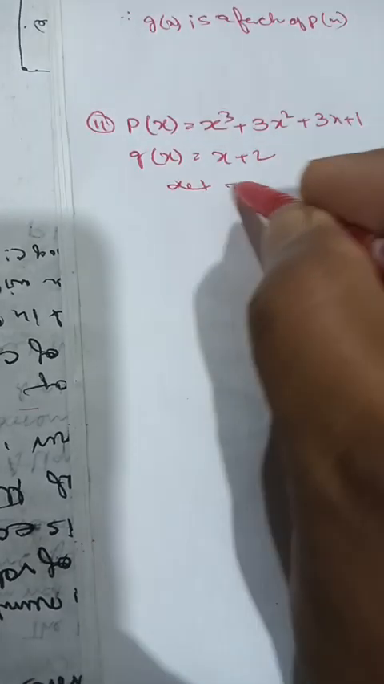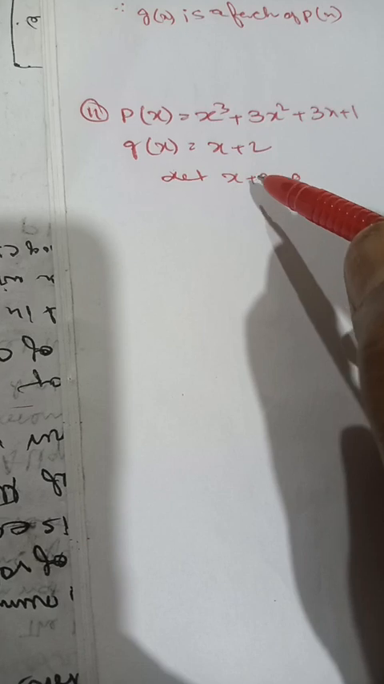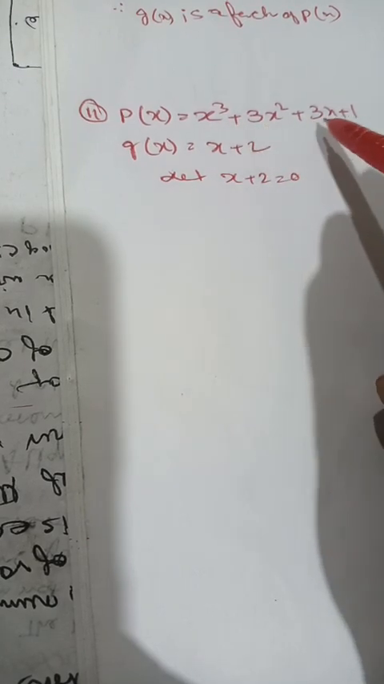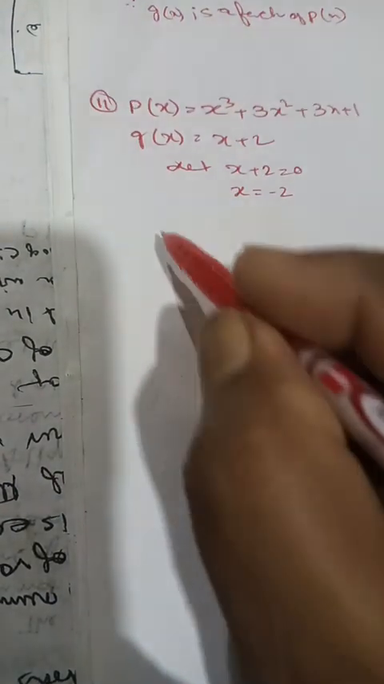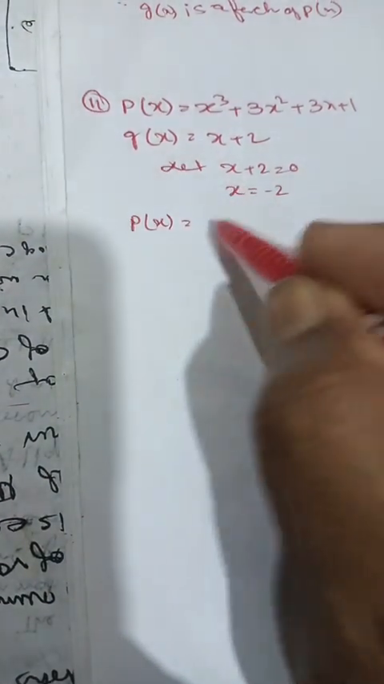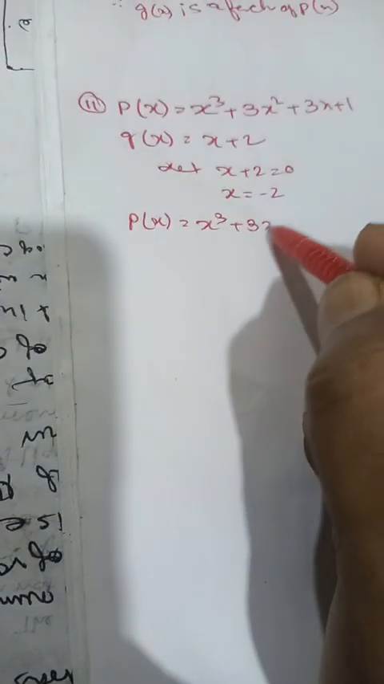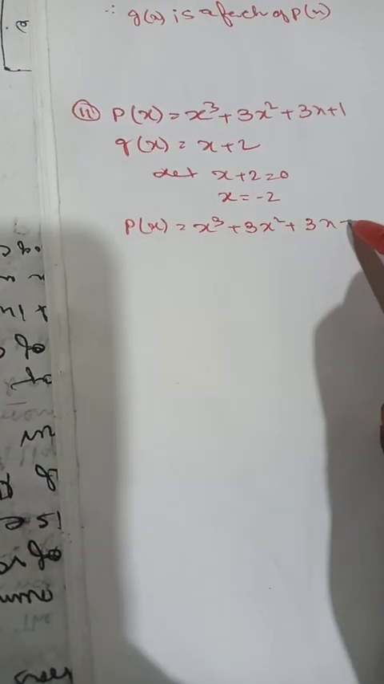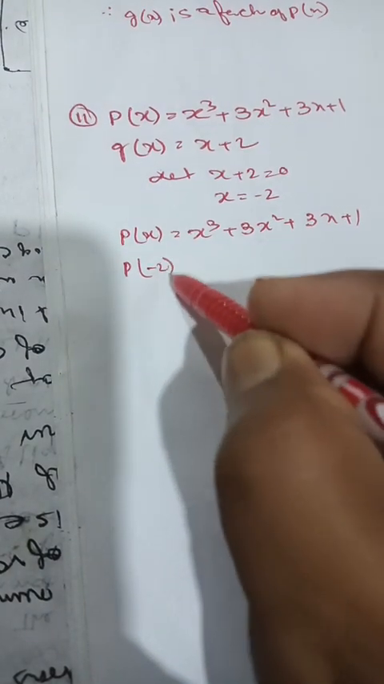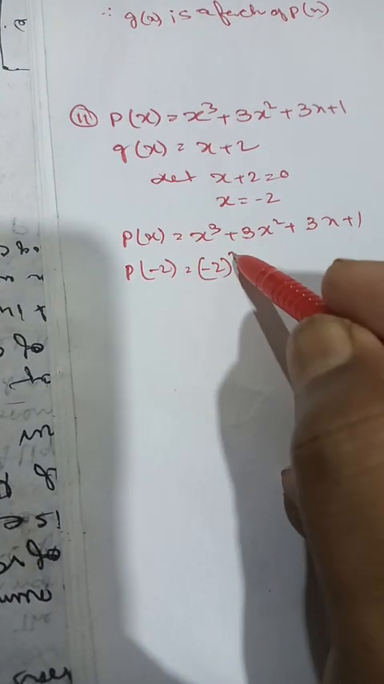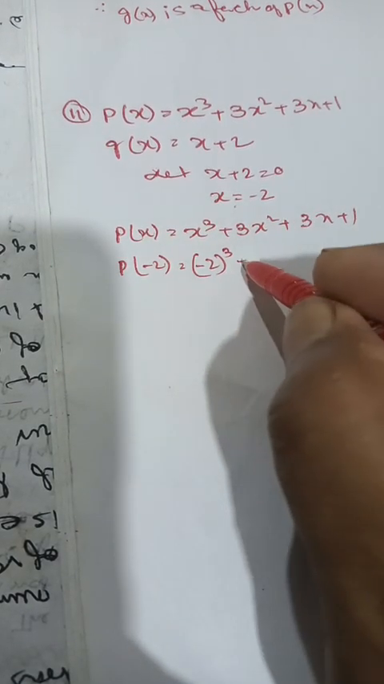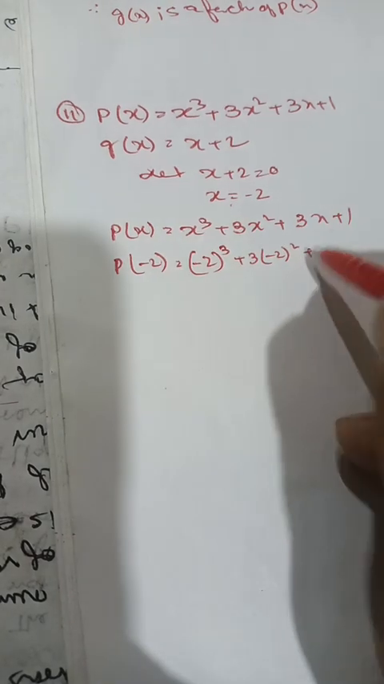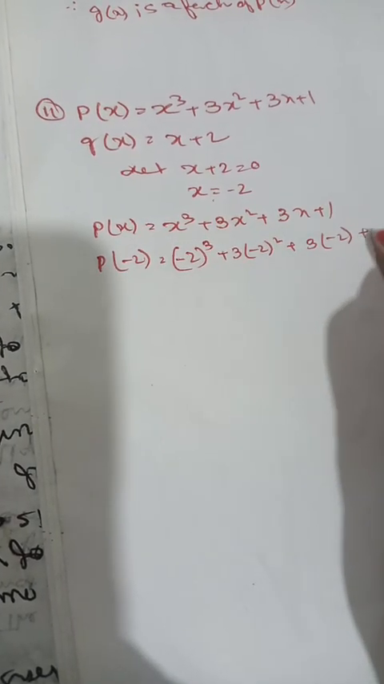In the same way, here also given p(x) is this, g(x) is this. Suppose we are considering x plus 2 equal to 0. It means by x plus 2 we have considered this can be completely divisible without remainder. So x equal to minus 2. Now here you write p(x) is x cube plus 3x square plus 3x plus 1. In place of x you write minus 2. You will get minus 2 whole cube. You see, x is minus 2, so we are putting x equal to minus 2 in each part. Minus 2 square plus 3 into minus 2 plus 1.